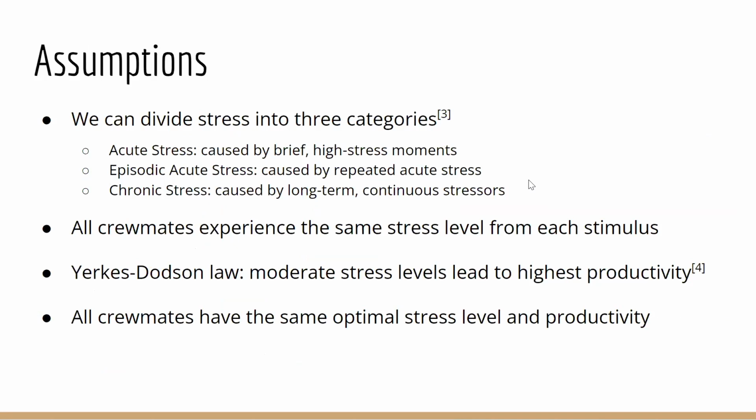And we have assumptions as below. We can divide stress into three categories, which are acute stress, episodic acute stress, and chronic stress. And we also assume that all crewmates experience the same stress level from each stimulus. And we consider the Yerkes-Dodson law, which says moderate stress levels lead to highest productivity. And all crewmates have the same optimal stress level and productivity throughout time.